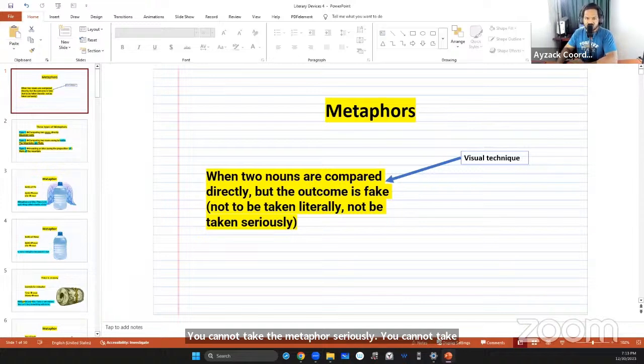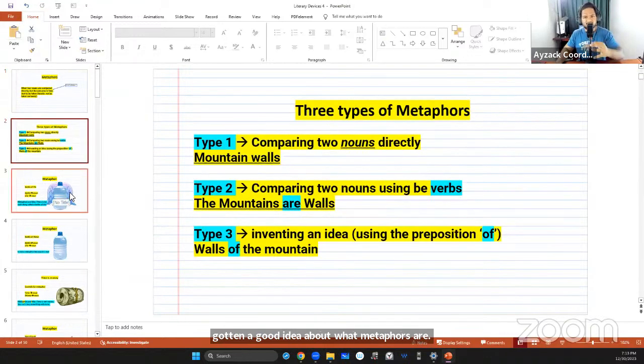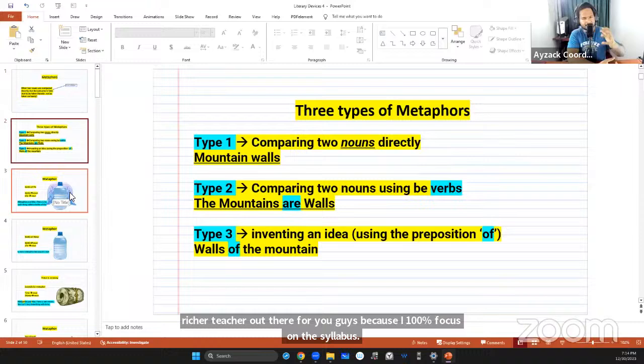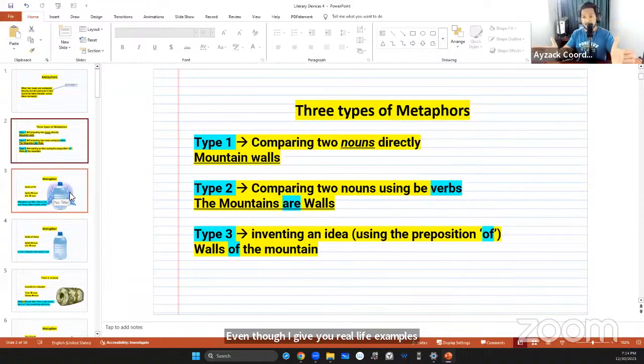So now that we have gotten a good idea about what metaphors are, I want to show you guys examples from our syllabus where metaphors are used. That is why Javed sir is the best literature teacher out there for you guys, because I 100% focus on the syllabus. Even though I give you real life examples for literature, my job again is to teach you guys the syllabus, and we are pulling out of the syllabus mainly.